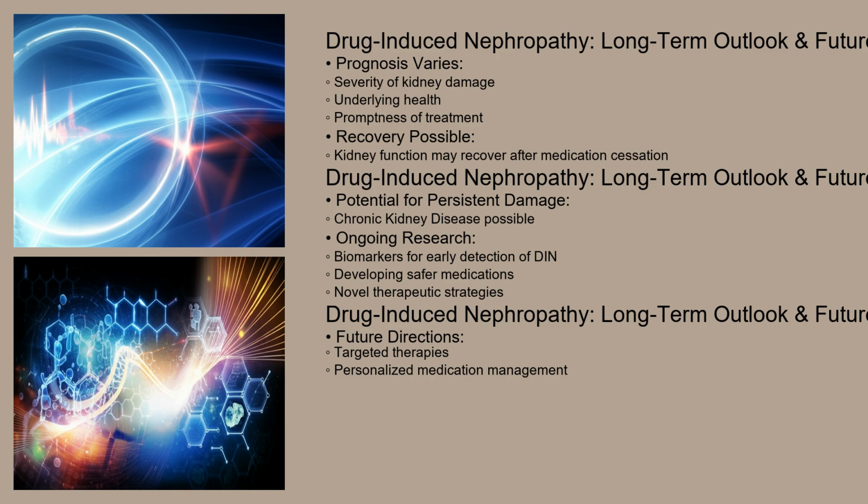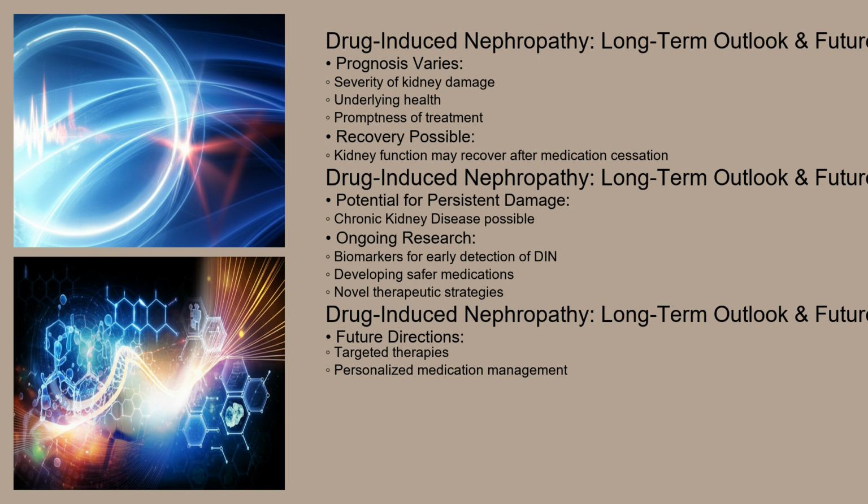What can we expect in the long run, and what's on the horizon in this field? The prognosis of drug-induced nephropathy varies depending on the severity of the kidney damage, the underlying health of the individual, and the promptness of treatment. In many cases, kidney function recovers after the offending medication is discontinued. However, some individuals may experience persistent kidney damage or progress to chronic kidney disease.